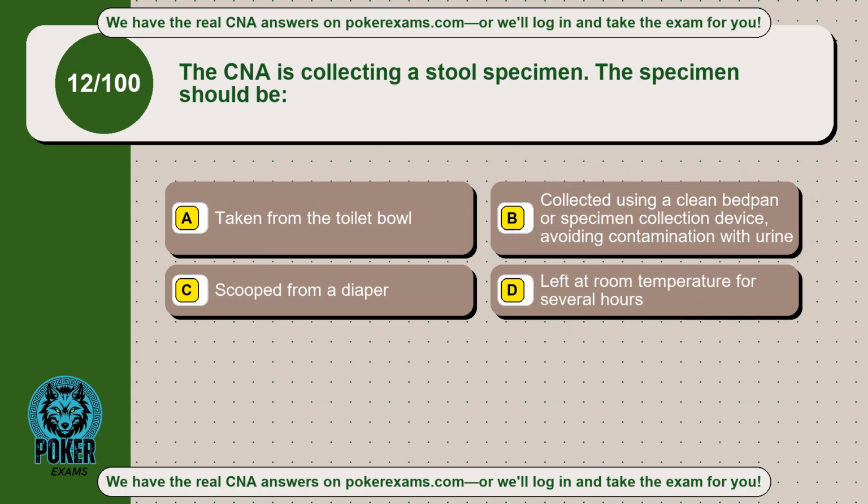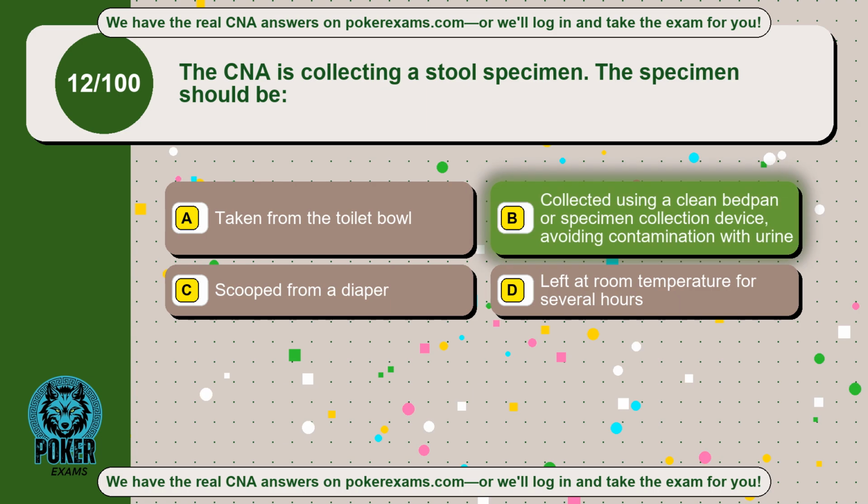Question 12. The CNA is collecting a stool specimen. The specimen should be: Option A. Taken from the toilet bowl. Option B. Collected using a clean bedpan or specimen collection device, avoiding contamination with urine. Option C. Scooped from a diaper. Option D. Left at room temperature for several hours.